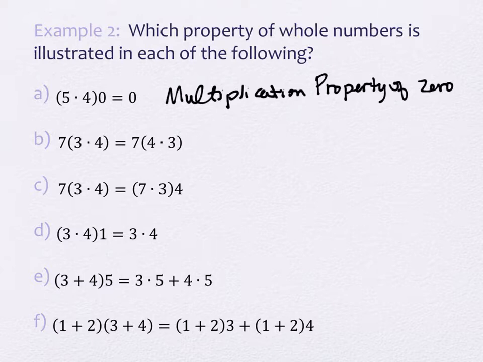Our next one says 7 times the quantity 3 times 4 is equal to 7 times the quantity 4 times 3. Now don't get too overzealous and think that just because there's parentheses that it has to be associative or has to be distributive, right? We need to look at what's really taking place. And what's really taking place here is that the 3 times 4 changed to 4 times 3. And so what happened is that this is the commutative property.